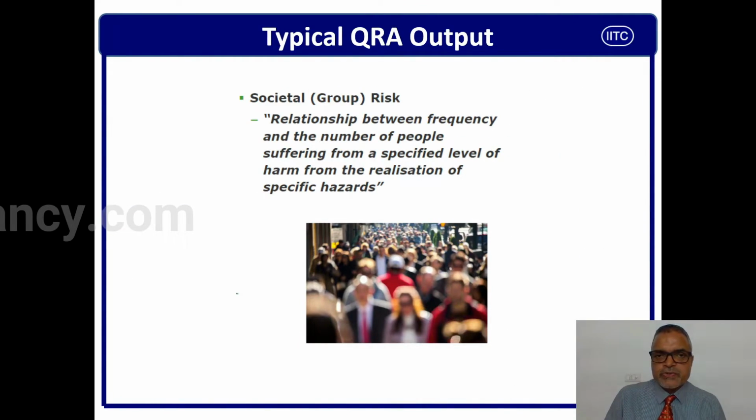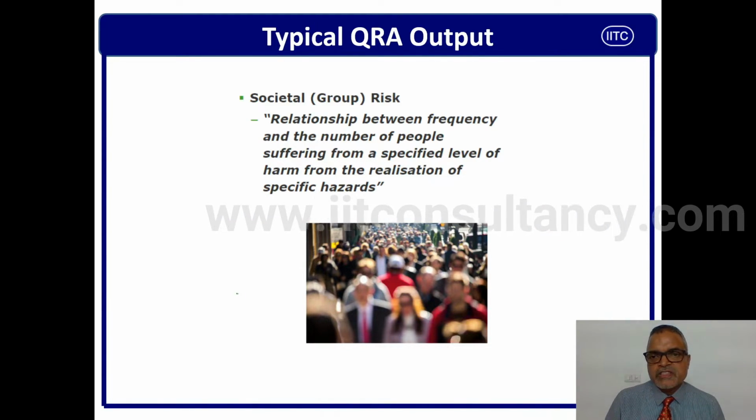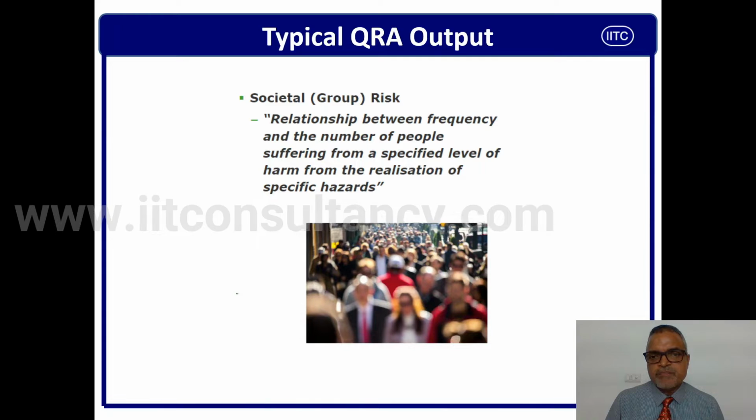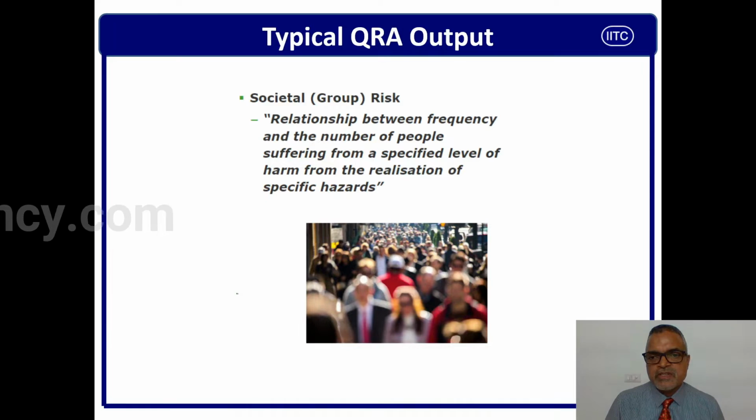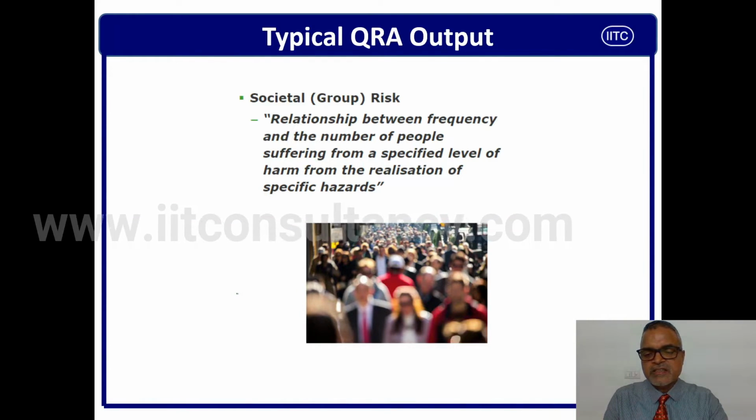Guys, now we are going to see typical QRA output number 2. It is societal risk, and sometimes it is known as group risk. It is a relationship between frequency and the number of people suffering from a specified level of harm from the realization of a specific hazard. This is also sometimes known as FN, frequency and number of fatalities. We will see the different kinds of QRA output in the following slides.